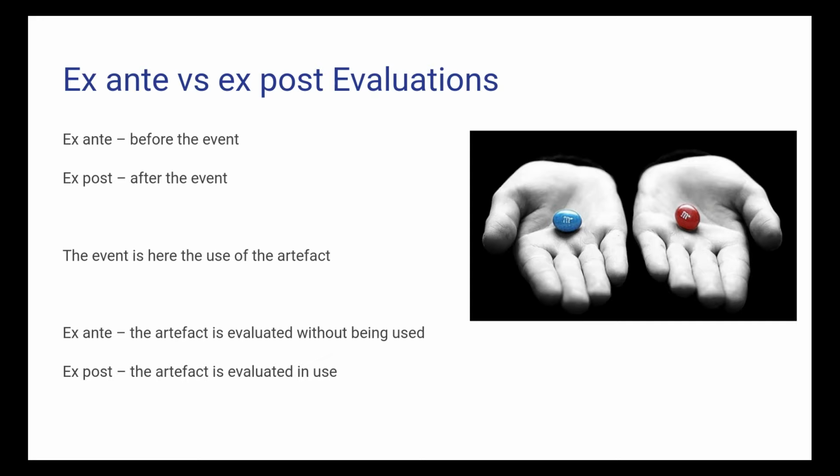Let us start with the ex ante versus ex post dimension. And this dimension has to do with the actual use of the artifact to be evaluated. In general, ex ante means before the event and ex post means after the event. And in this context, the event we're talking about is the use of the artifact. So ex ante means that the artifact is evaluated without being used, before this use, and ex post means that the artifact is evaluated in use, after being used.